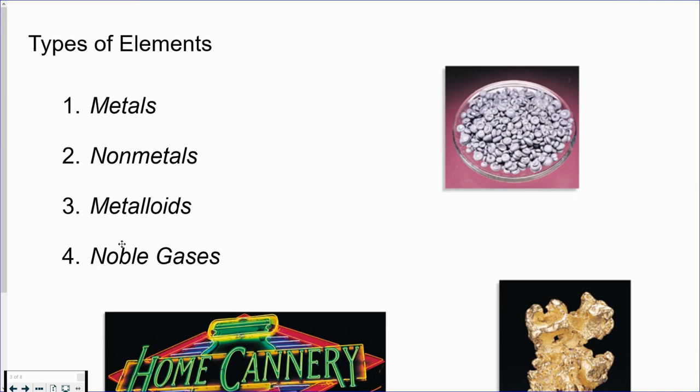Now, let's talk about the types of elements on our periodic table, because we have 4 different types. We have metals, nonmetals, metalloids. Metalloids. It's a fun name to say. You should say it a few times. And then noble gases.